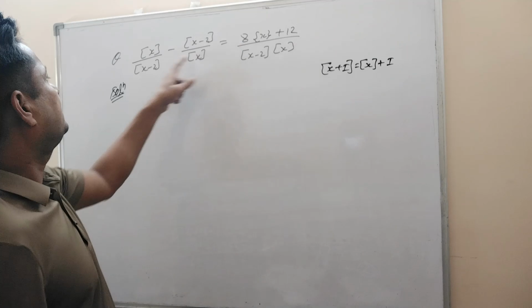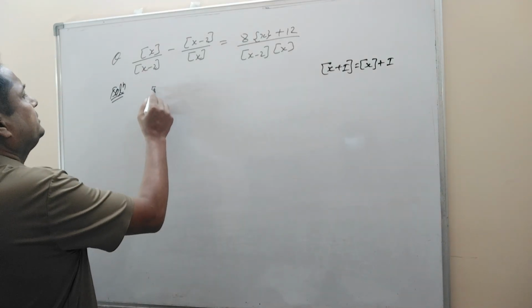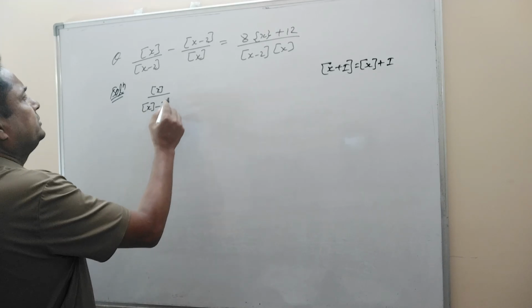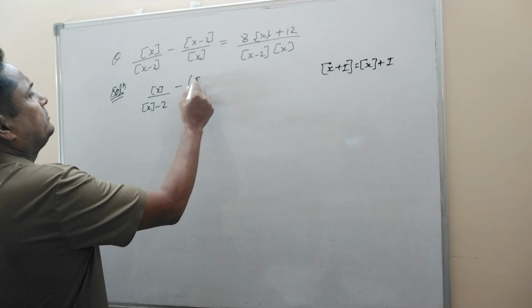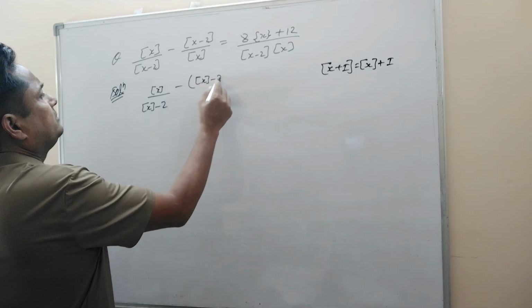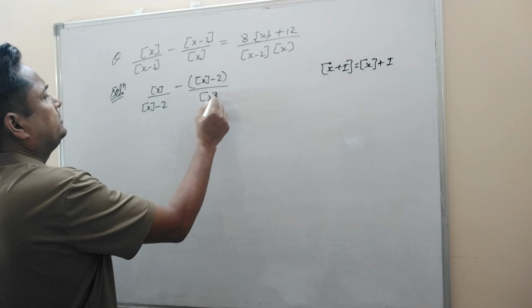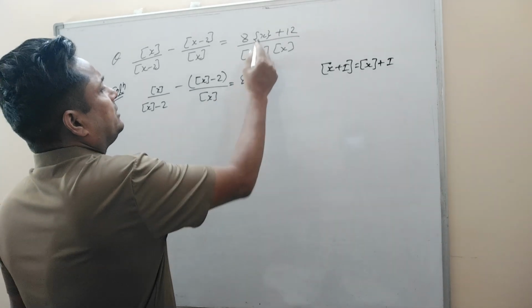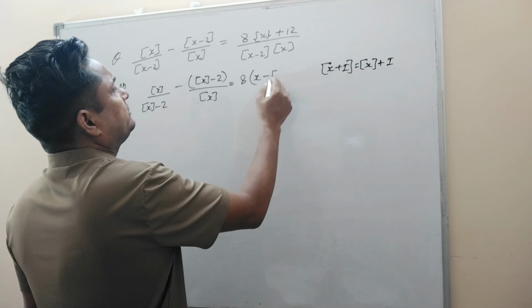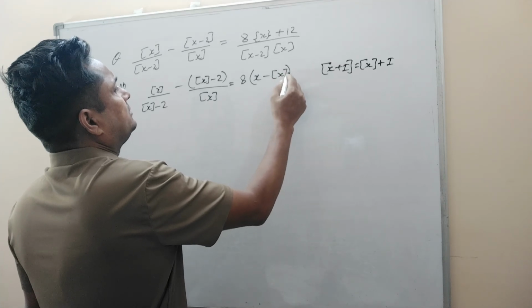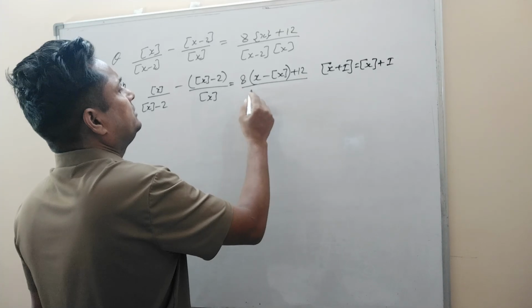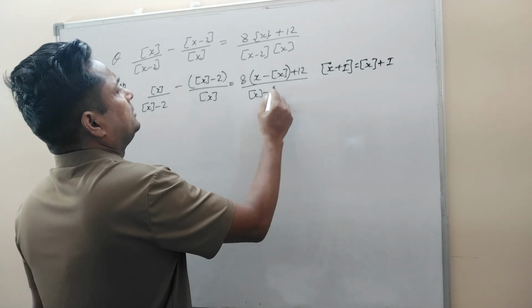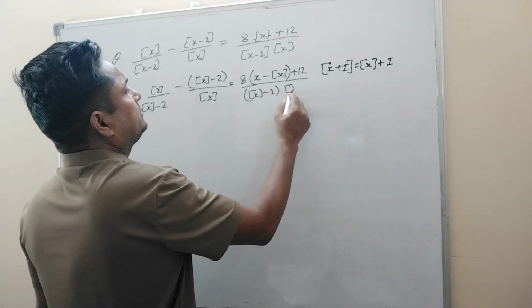So we can write this one as greatest integer of x over greatest integer of x minus 2, minus greatest integer of x minus 2 divided by greatest integer of x, is equal to this. You can write x minus greatest integer of x plus 12 divided by greatest integer of x minus 2 into greatest integer of x.